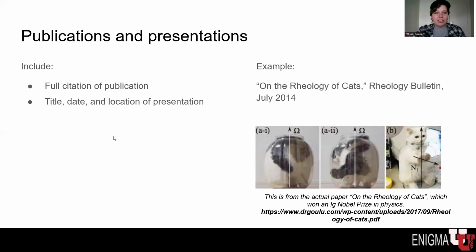And then if you have any publications or presentations, then you include the citation so that they'll be able to find that and trace that back to you. But again, this would be good if you have publications that are relevant to the job. This is an actual paper that I've used as my example on how cats turn into liquids when they relax. So that's worth a read. But that's everything you should include on a CV.